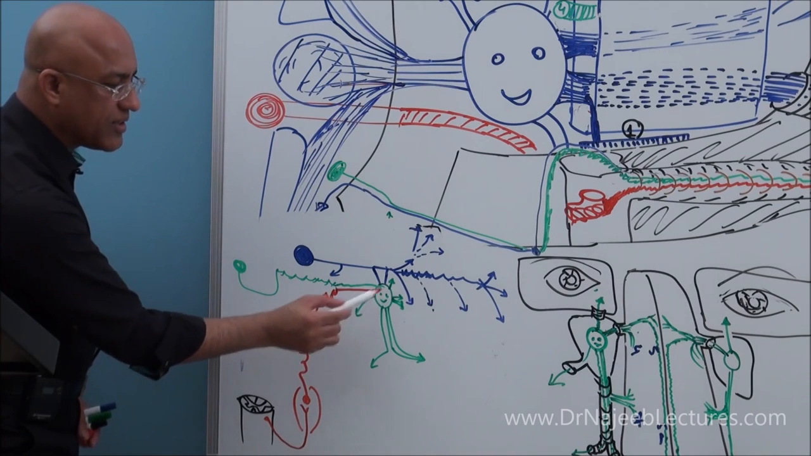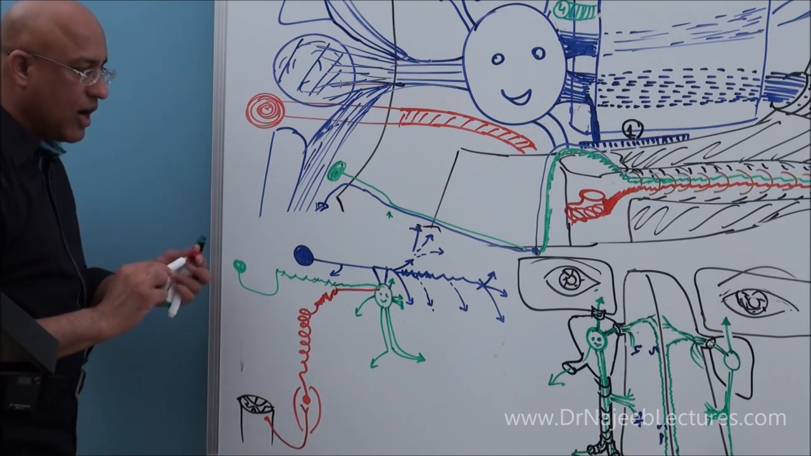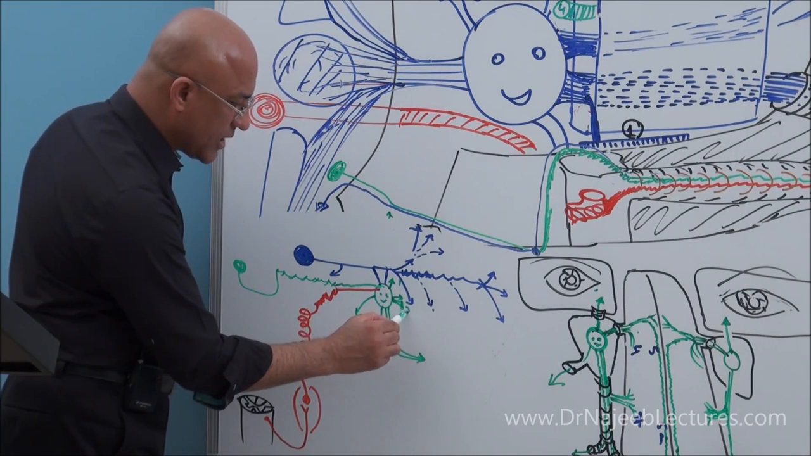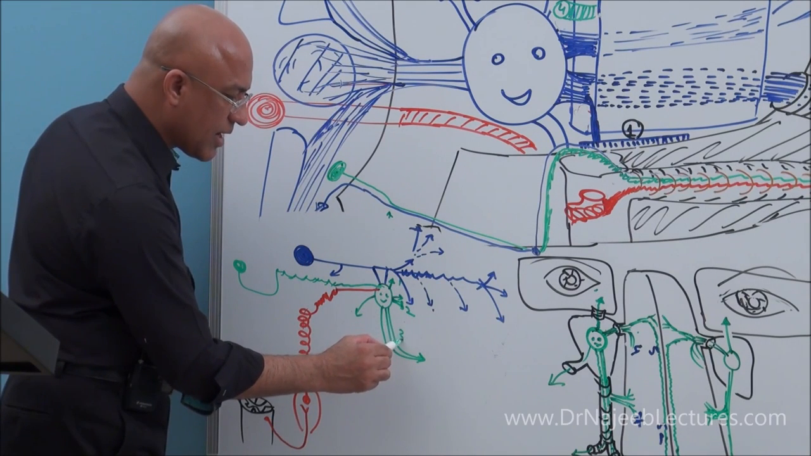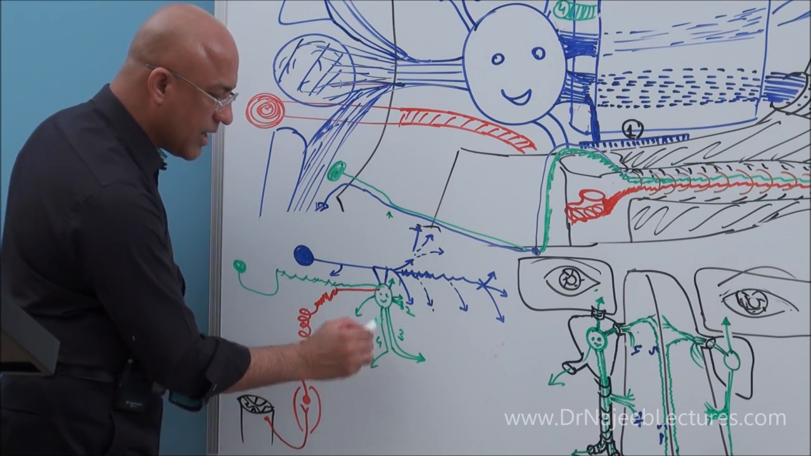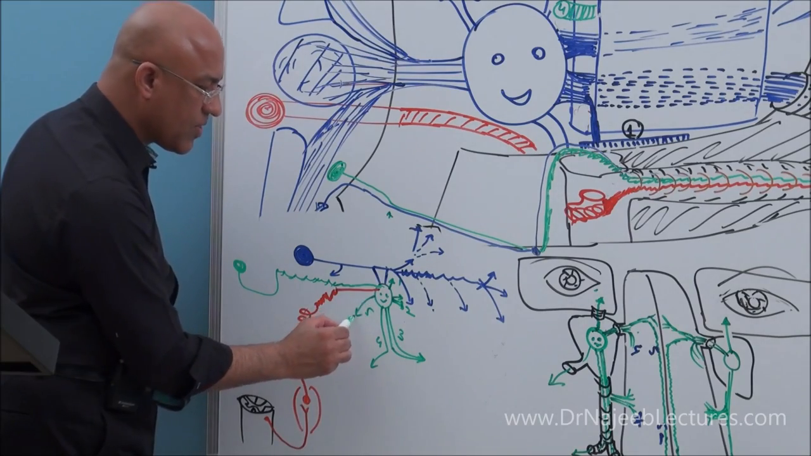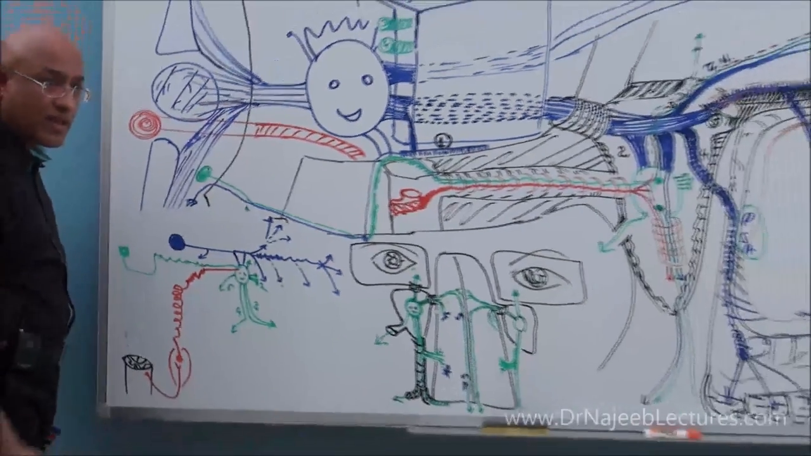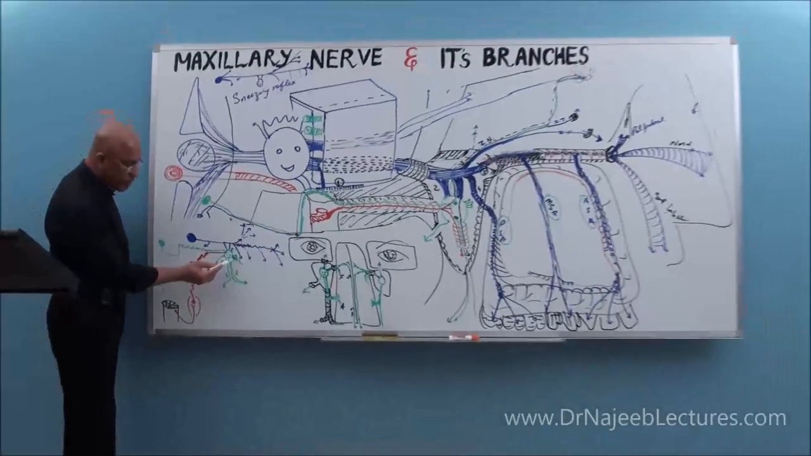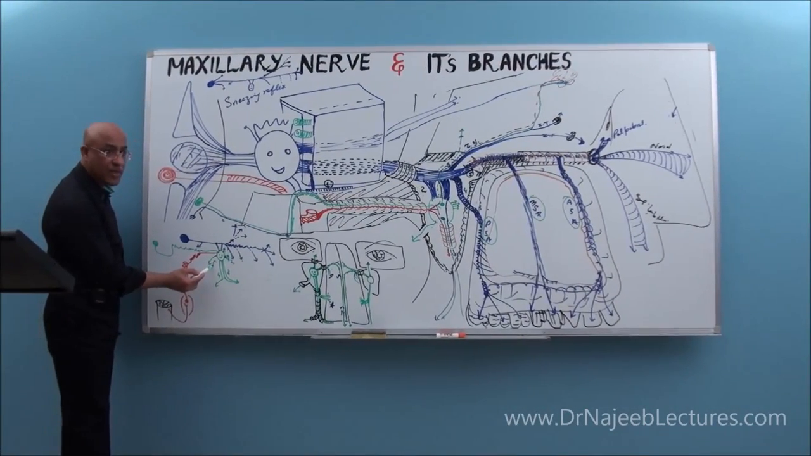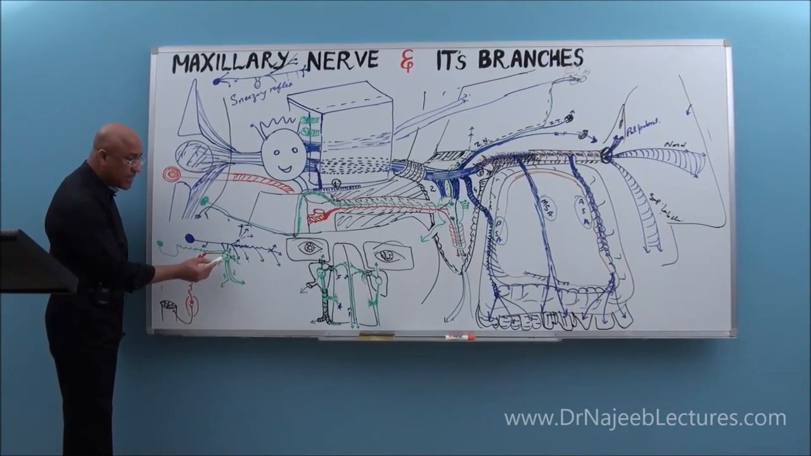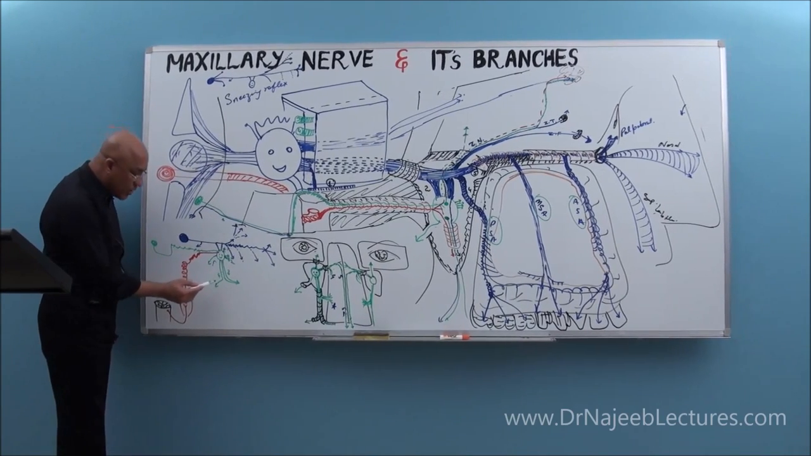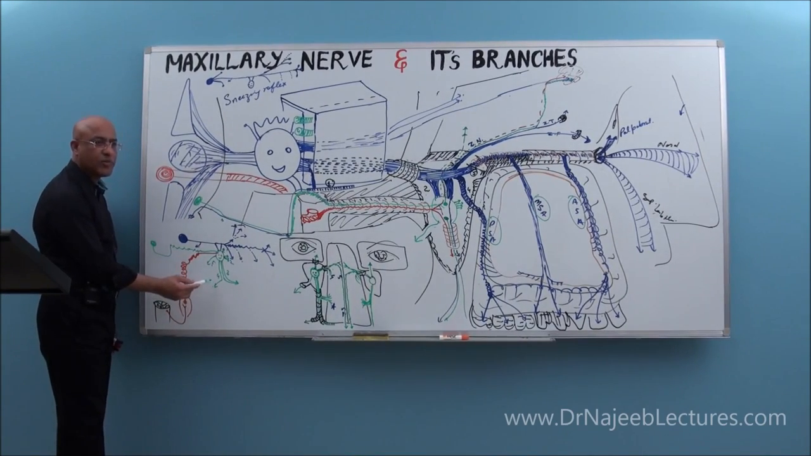And then every branch of this ganglion, how many branches are there? One, orbital. Second, nasal group. Third is greater palatine. Fourth is lesser palatine. Fifth is nasopharyngeal branch. Is there any missing? 1, 2, 3, 4, and 5. Is that right? Every branch has sympathetic, parasympathetic, and sensory fibers. Only lesser palatine has taste fibers as well.